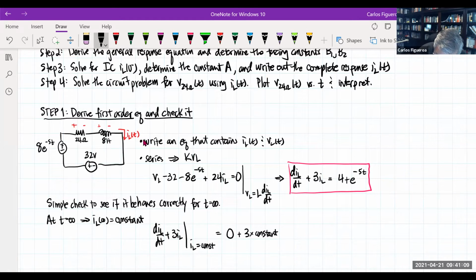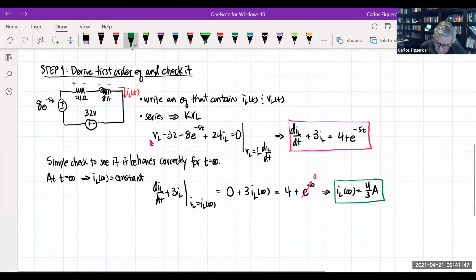You know what? I'm going to change how I write this. I need to make this a little bit better. So IL is then going to be I at infinity. So this is going to be IL at infinity. And then my source here should be 4 plus e to the minus infinity, which is, of course, 0. My differential equation then tells me that IL at infinity should be 4/3 amps. Okay, that's what this is telling me.